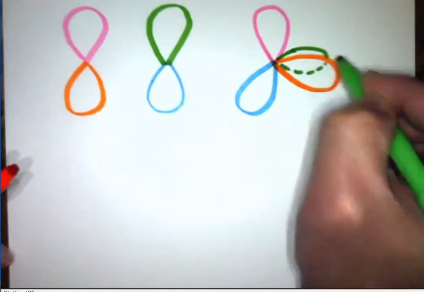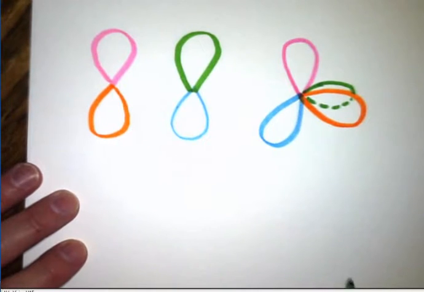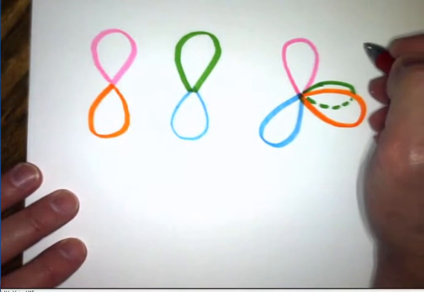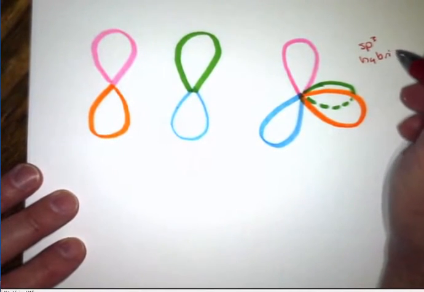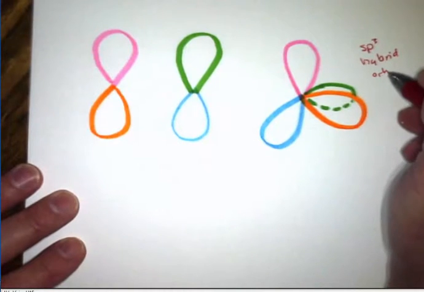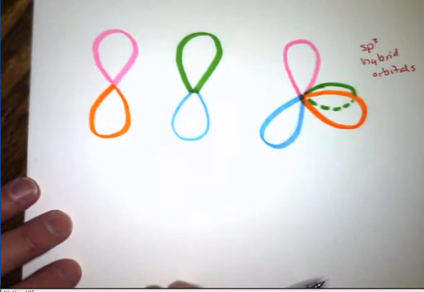And so when you push them together, you get something that looks like this. Okay? So this is a set that represents sp3 hybrid orbitals. Okay? Now you need to label them as such. Each one of these is going to be labeled as an sp3 hybrid orbital.